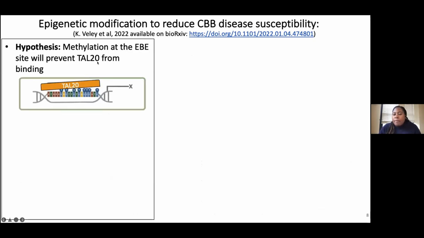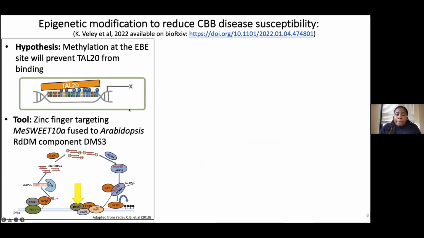I'll remind you that the hypothesis Kira is working with here is that if you were to methylate the EBE site, it would prevent the TAL effector from binding. The tool that she has developed is a zinc finger that targets me-sweet-10A, fused to DMS3, which is a component of the RNA-directed DNA methylation pathway from Arabidopsis. This DMS3 component has been really well studied by our collaborator, Steve Jacobson, in Arabidopsis, and he's a collaborator for this project as well.